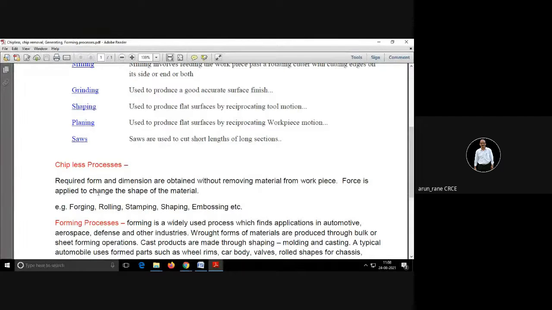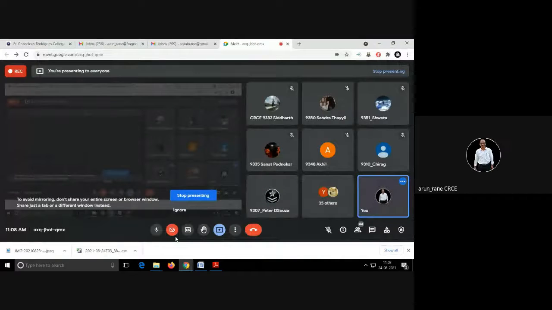Die means what? Can anybody tell me? Please feel interactive, be interactive. Mold. Yeah, mold. Die and mold. Like in a routine example, like say idlis. Do you have a die for making idlis?